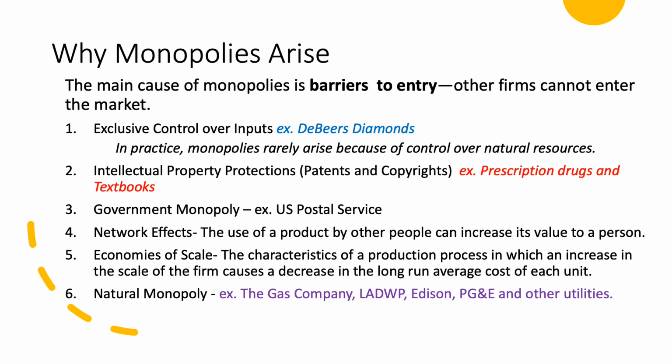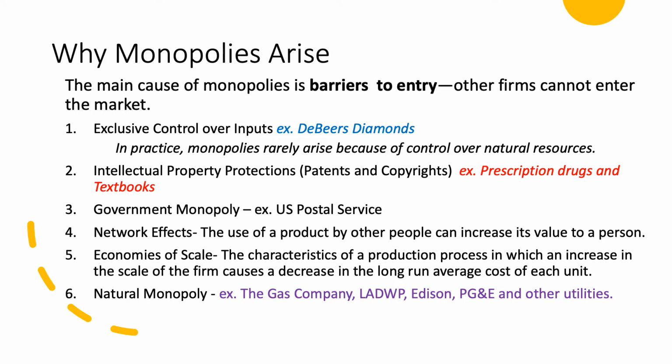The second type is intellectual property protection. These are typically given by the government. They include patents and copyrights. Some examples of these types of monopolies that we'll look at later on would be prescription drugs and textbooks. The third is a government monopoly. This is a monopoly created by the government for a specific use, and one of the examples we can look at in this case is the U.S. Postal Service.